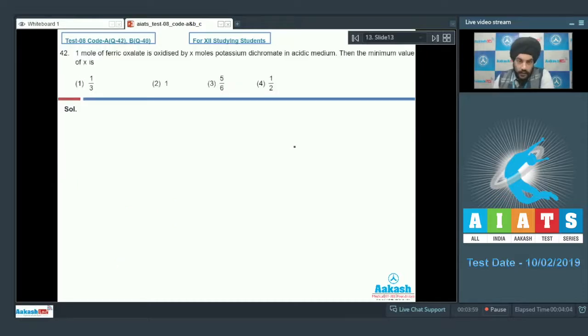Let us look at the next question now. Question number 42. 1 mole of ferric oxalate is oxidized by X moles of potassium dichromate in acidic medium. The minimum value of X is. Students, if we talk about ferric oxalate, we have Fe in a state of 3 plus and we have C2O4 2 minus. So the formula will be Fe2(C2O4) whole thrice.